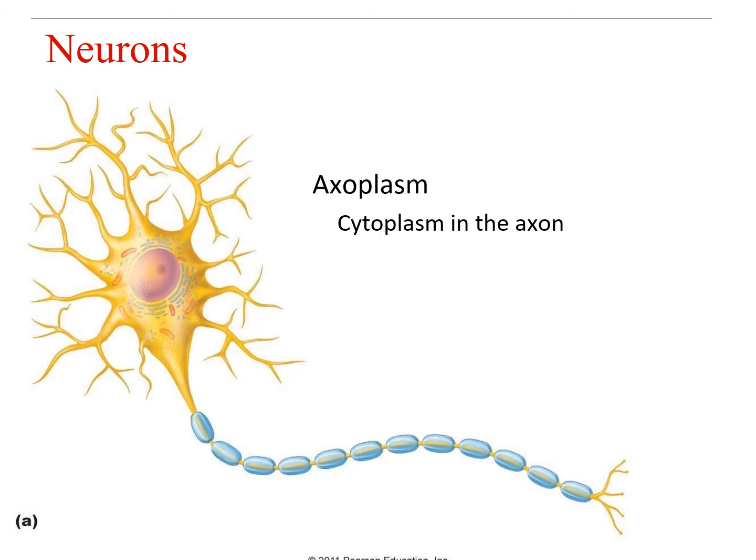Axoplasm is basically cytoplasm in the axon, and that does play a fairly important role, which we will discuss in more detail probably in the second or third PowerPoint of this series. The axolemma, which I've got these arrows pointing to, is the membrane of the axon.